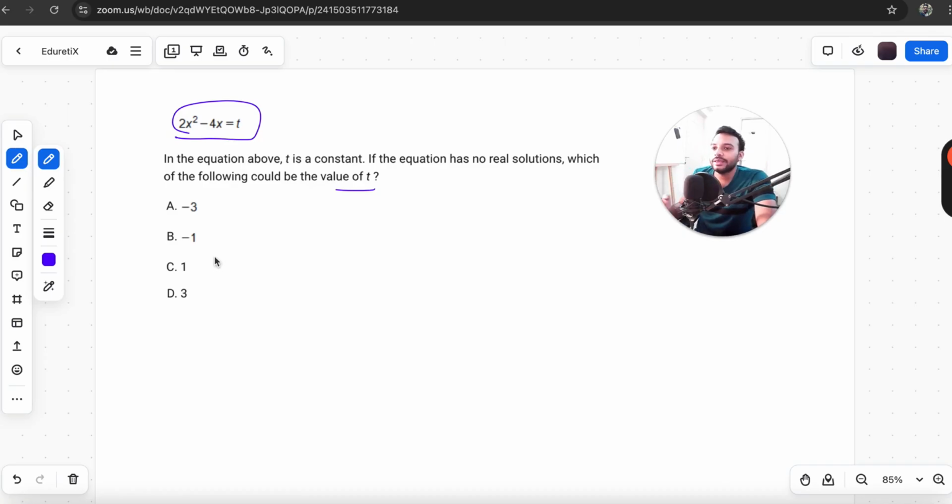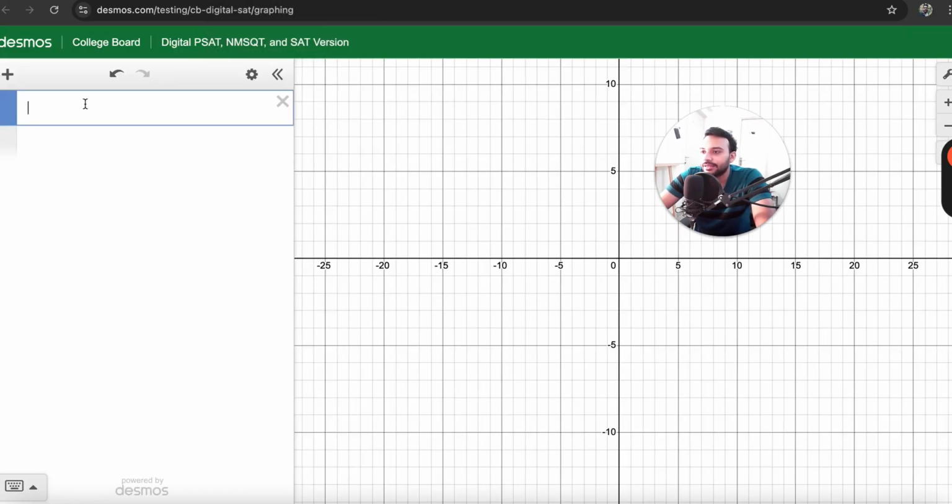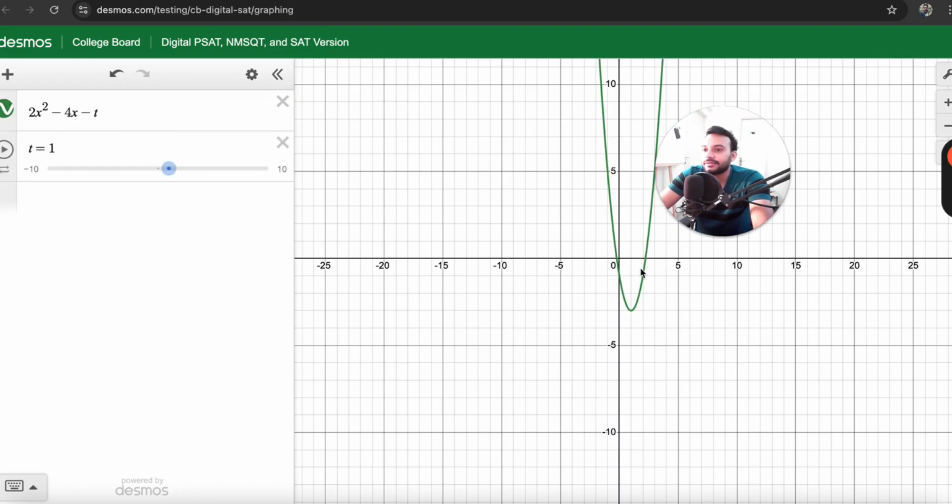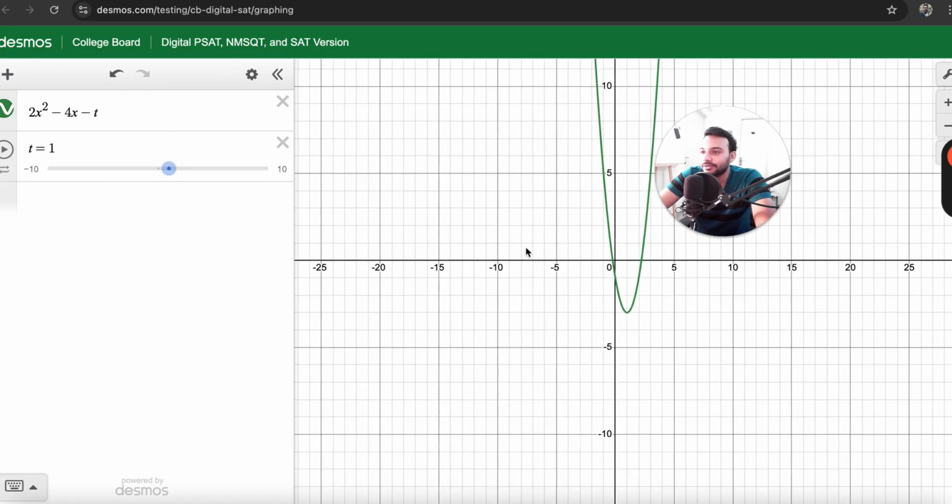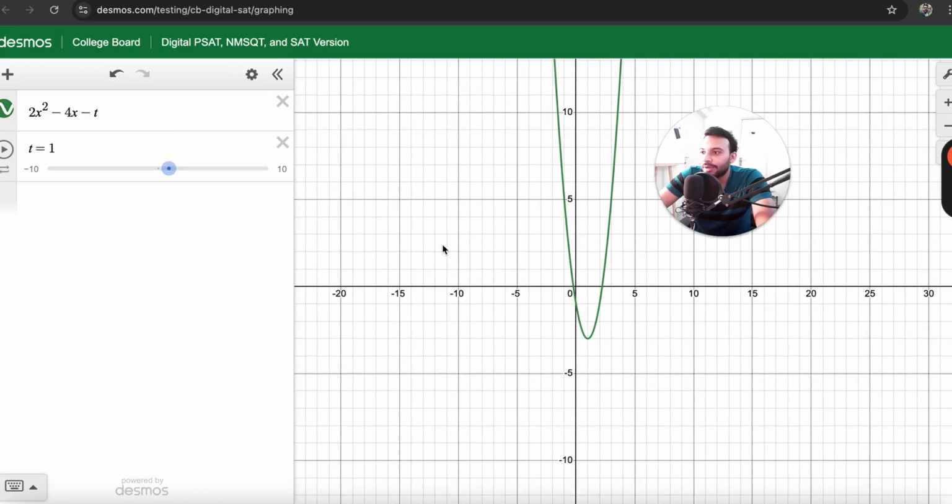Okay, so two ways to do this. One is using the discriminant formula. So using the discriminant, that is b squared minus 4ac, you can set it to less than 0 for no real solutions. But let's see how to do this quickly with DESMOS. 2x squared minus 4x is equal to t. Let's write that here: 2x squared minus 4x minus t equal to 0. That's one and the same thing as 2x squared minus 4x is equal to t. So we take minus t here.